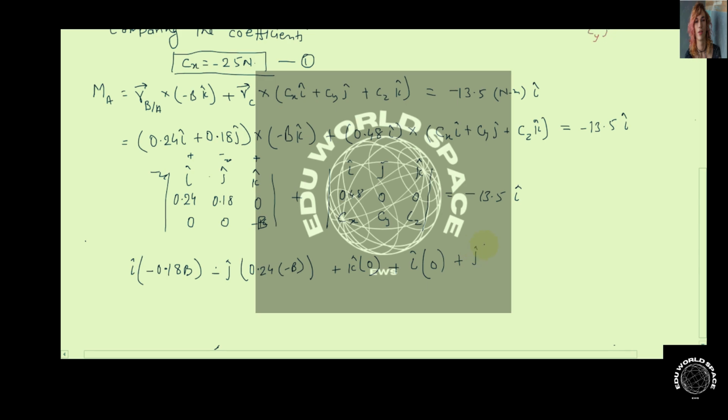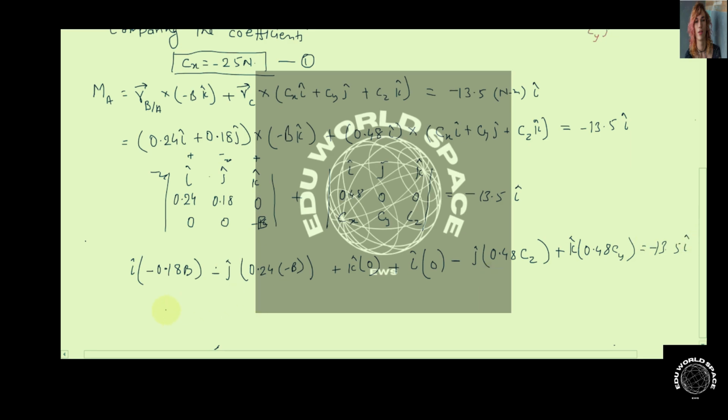The coefficient of J cap will be, again I'm doing the same mistake here, sorry, this will be minus J cap, and the coefficient will be 0.48 CZ, and no other term will be there. For the coefficient of K cap, it will be plus K cap, and the only term involved is 0.48 CY, and this will be equal to minus 13.5 I cap.